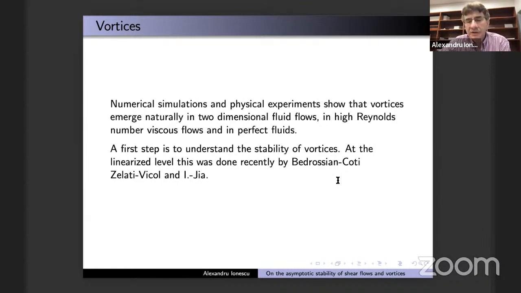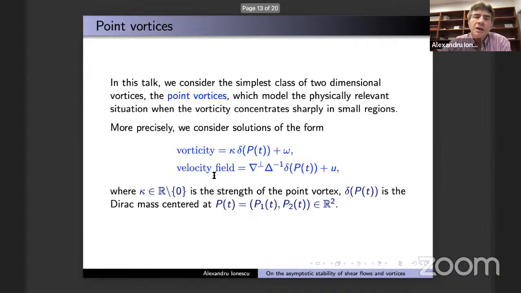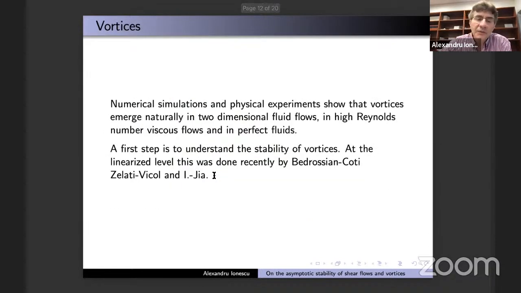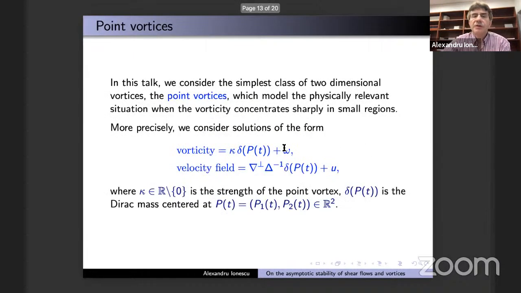This was done at the linear level recently by Bedrossian, Coti Zelati, and Vicol. And I'm going to talk also about the result of Hao Jia and myself, that we discovered a new phenomenon for smooth vortices. Now, understanding the stability of vortices at the nonlinear level is an open problem. There's one case that we know how to do, the simplest case, the case of point vortices. And here we have a very clean theorem, it's simpler than the general case.